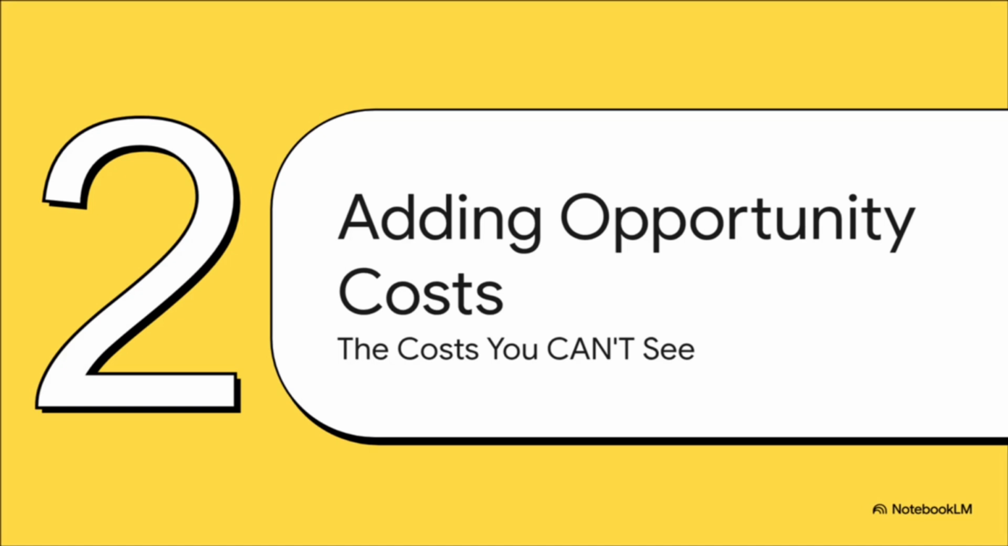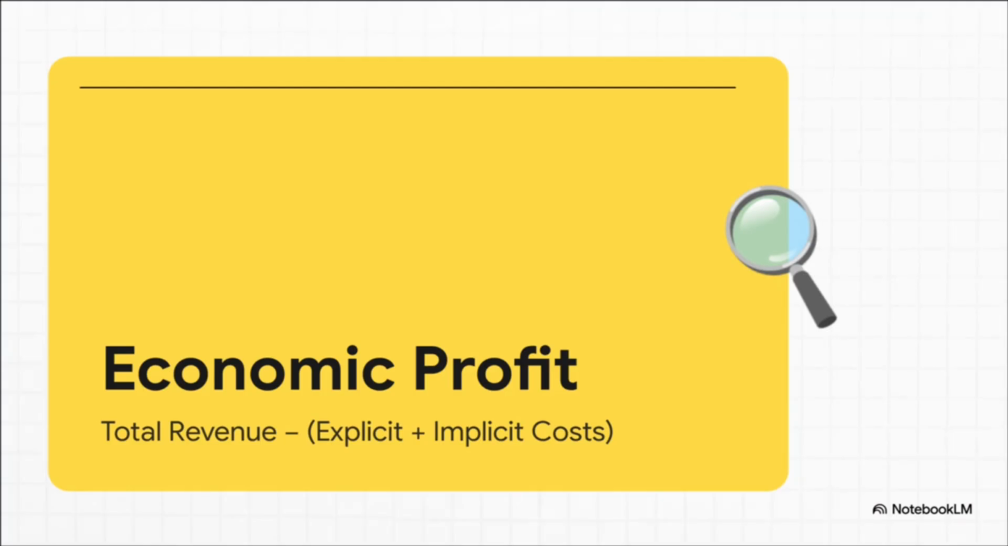But here's where economics really starts to differ from accounting, and honestly, where it gets super interesting. Now we need to think about the opportunity costs. These are the costs you can't see. So, when we calculate economic profit, the formula gets a really important update. We still start with our total revenue, but now we subtract both the explicit costs we just talked about and a whole new category called implicit costs. And believe me, adding in those implicit costs is a total game changer.